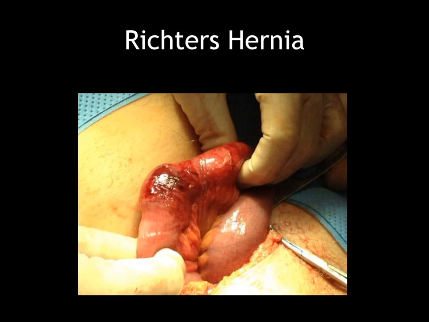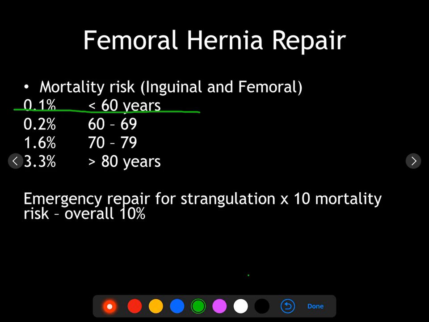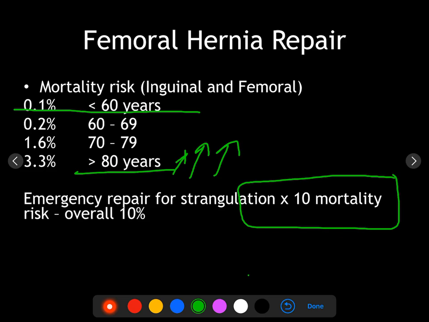In this slide, we can see that the mortality rate of inguinal and femoral hernia is not high in young patients. It is 0.1% in those less than 60 years, but it increases with increasing age. It is 3.3% in patients over 80 years. At the same time, emergency repair for strangulation carries 10 times the mortality risk of elective cases. Overall mortality is 10%.